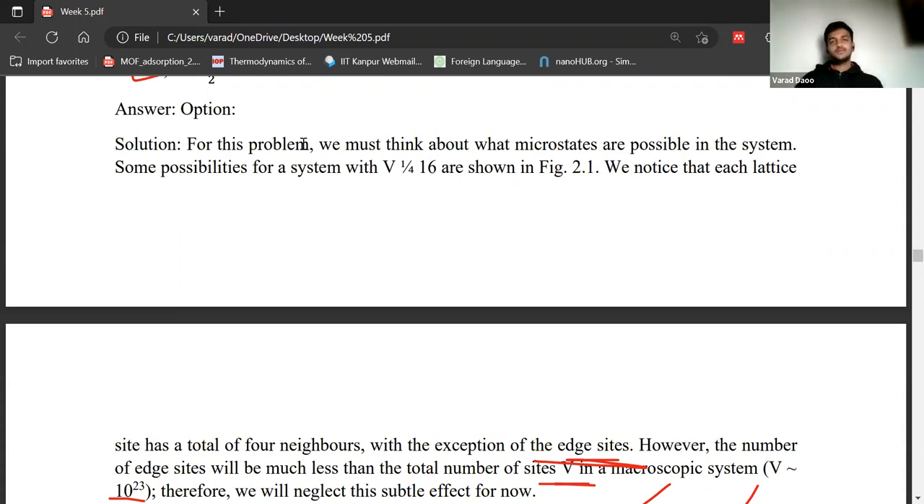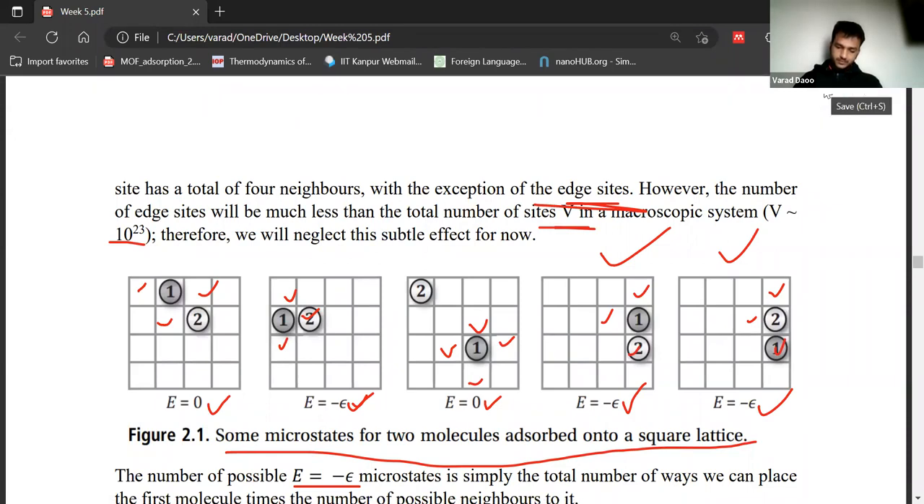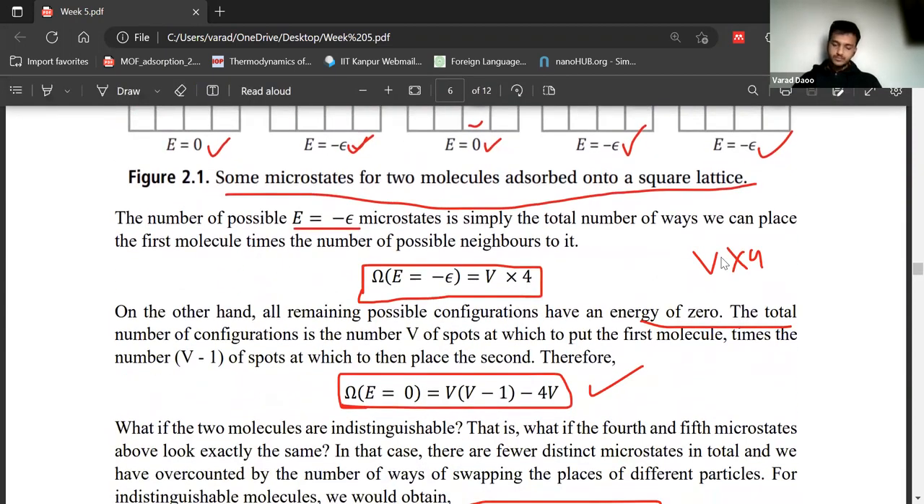So does anybody have any doubt? Okay, I'll move on to the right this part. Right, you can start writing this down. Nobody has any doubt?